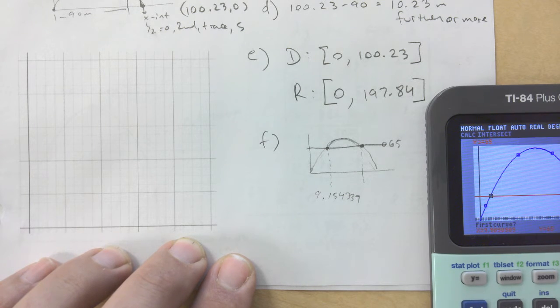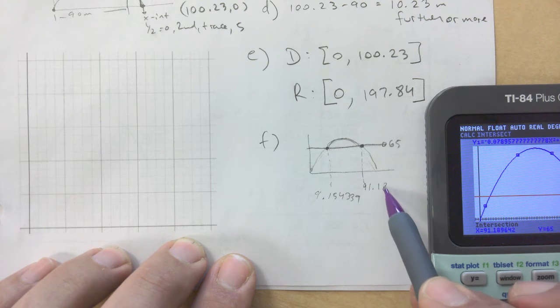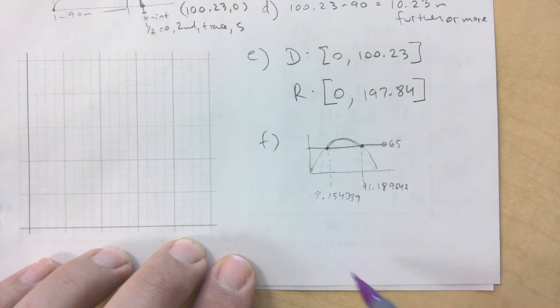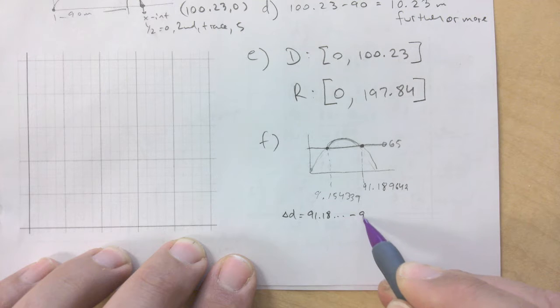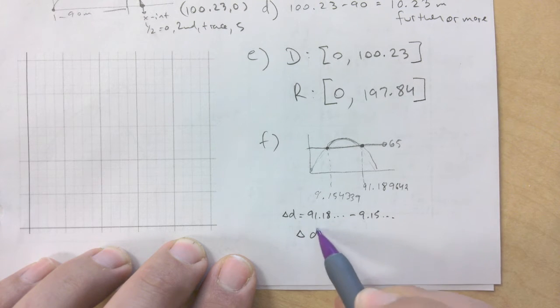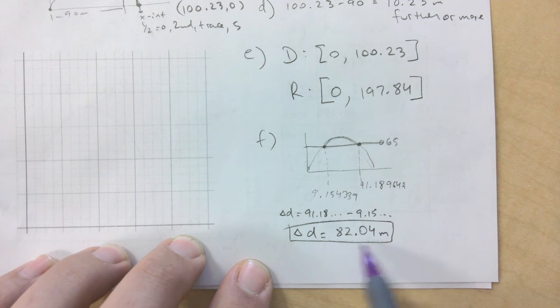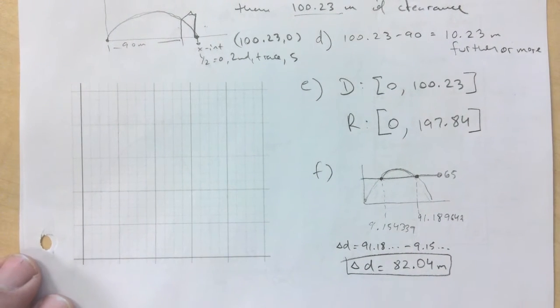And then it happens again. Over on the other side, 91.9, 91.189642. Right, it happens twice. So delta distance is 91.18 minus 9.15, delta D is going to be 82.04 meters, and I used all decimals. It's not that bad. It's a little bit more work, but it's doable, right?